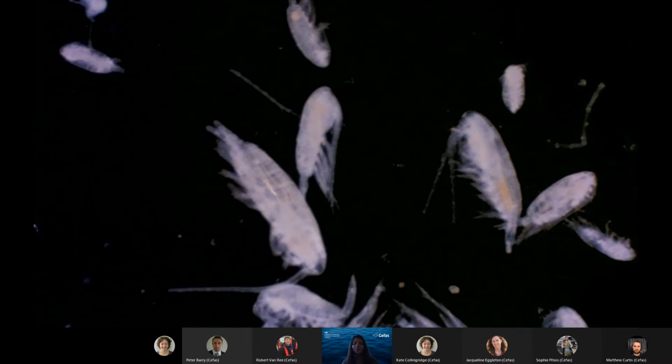And calanoids have long antennules, as long as the body itself or even longer, and the adults are also generally easy to identify to genus level. And these morphological features can also be used to distinguish between male, female, and juvenile specimens.